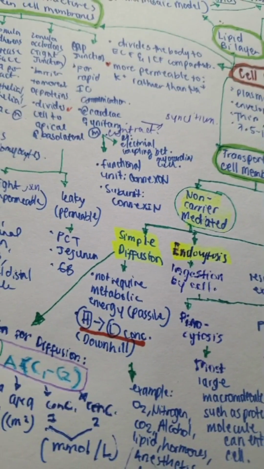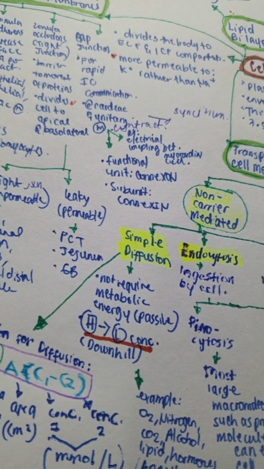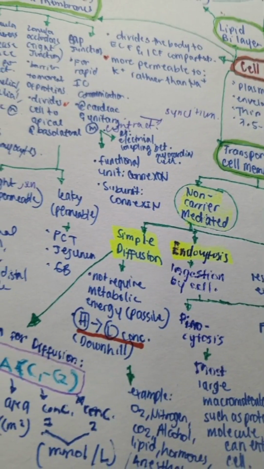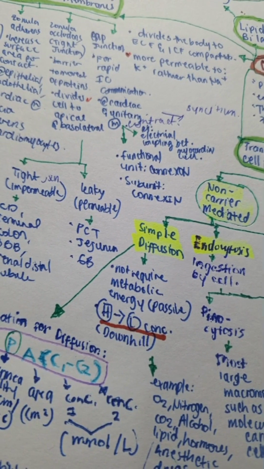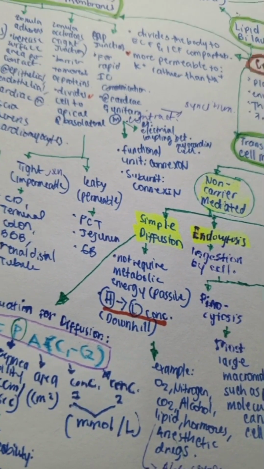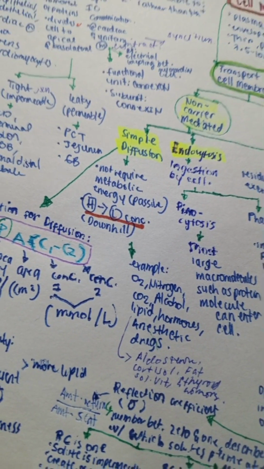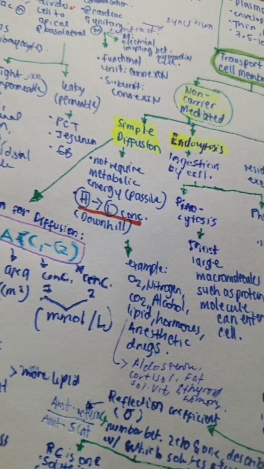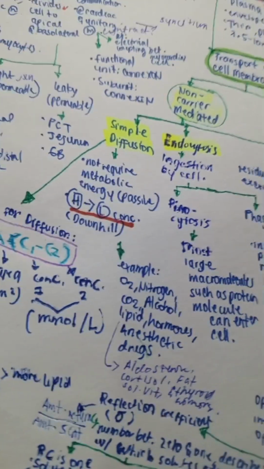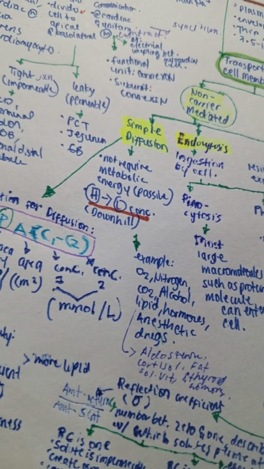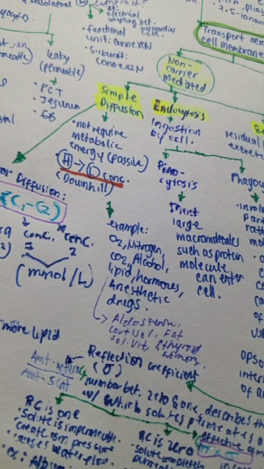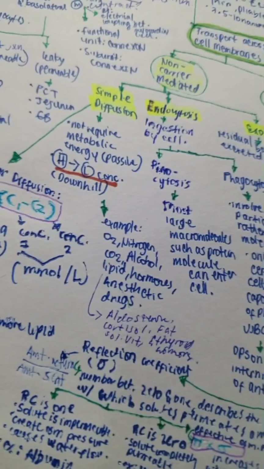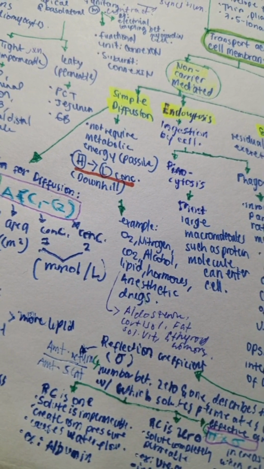For simple diffusion, this does not require metabolic energy, and it transports substances from high to low concentration, what is known as downhill transport. Examples of the substances include oxygen, nitrogen, carbon dioxide, alcohol, lipids, hormones, and anesthetic drugs, as well as cortisol, fat-soluble vitamins, and the thyroid hormones. So those are the lipid hormones.